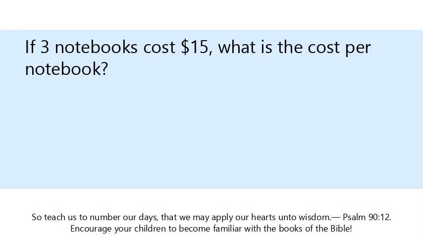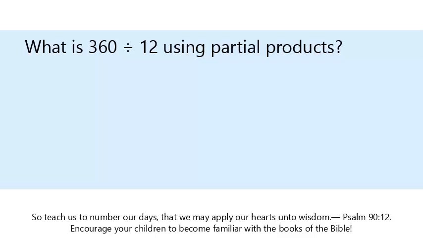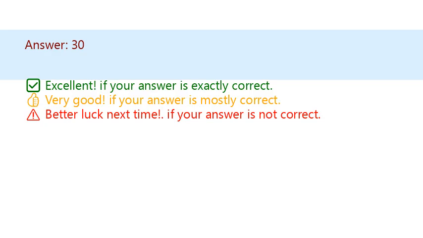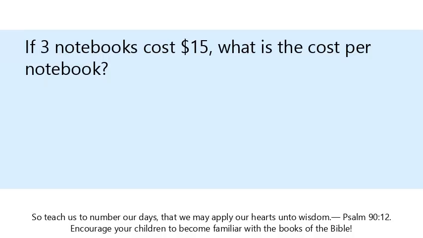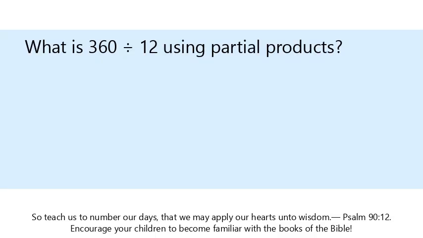If 3 notebooks cost $15, what is the cost per notebook? Answer: $5. What is 360 divided by 12 using partial products? Answer: 30.